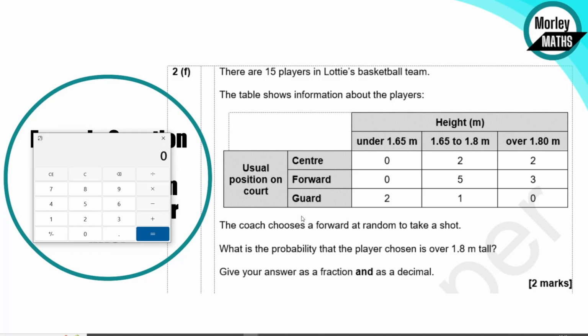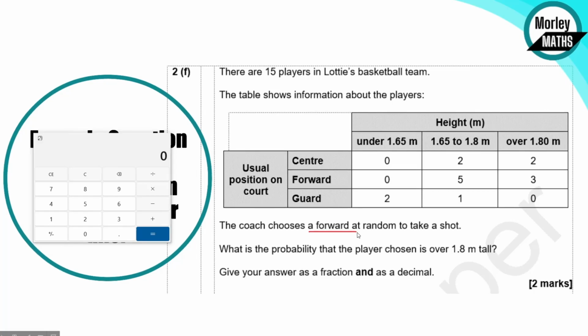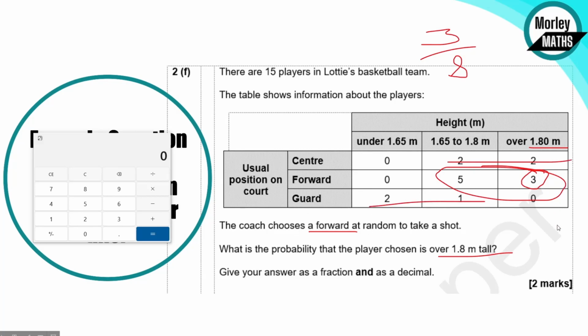We need to be focusing on some keywords within this question. The coach is just choosing a forward to take a shot. What's the probability that they're over 1.8 meters tall? So we can pinpoint where these particular players are going to be. We're going to be looking at the forward players and only those who are over 1.8 meters. So we've just got that as the top number of our fraction, 3. There's only 8 forwards altogether. Like I mentioned, the coach is only looking at the forwards, so we can ignore all the other players here.